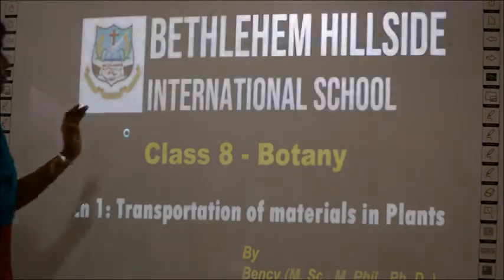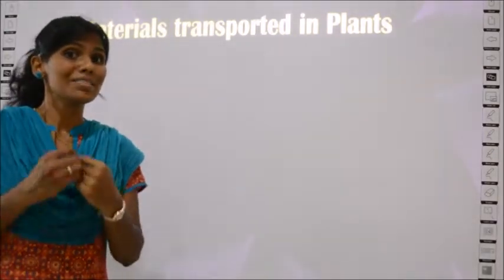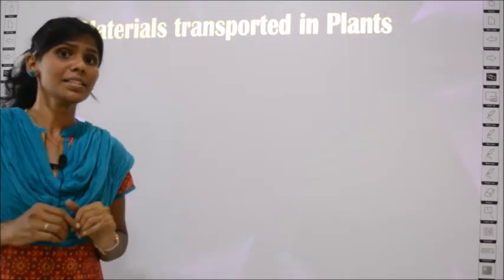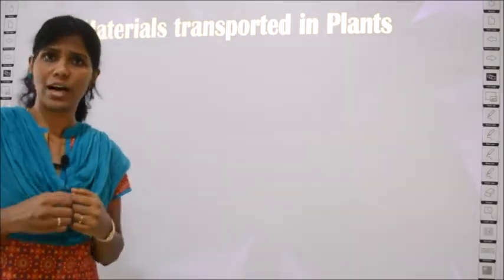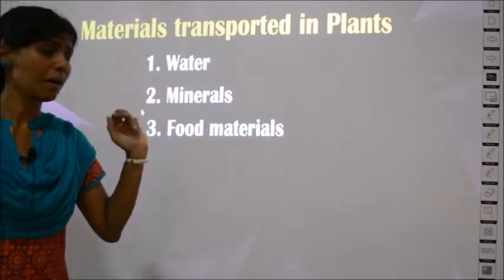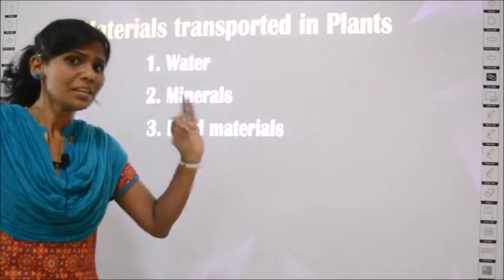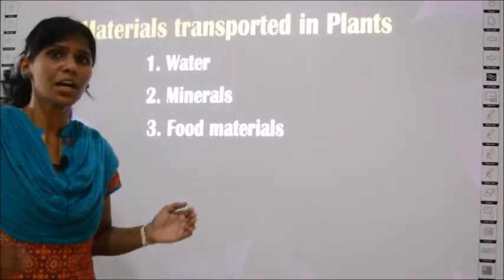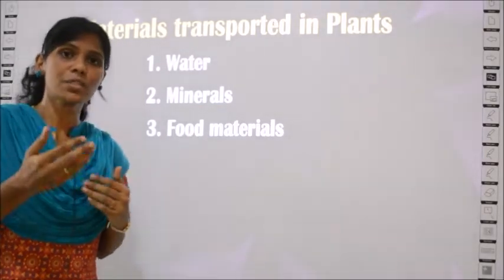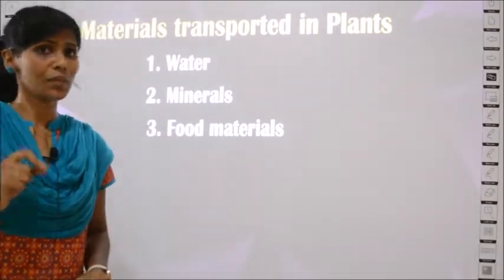So we'll start the lesson. The materials transported in plants. There are three materials which move within the plants. So inside the plants there are three things that are moving from one place to another. What are those three things? Number 1 is water, number 2 minerals, and number 3 food materials. So water, minerals and food materials move within the plant from one place to another, maybe from the root to the leaves or leaves to the stem. Like this, somewhere there is movement. That's why we have used the word transportation.